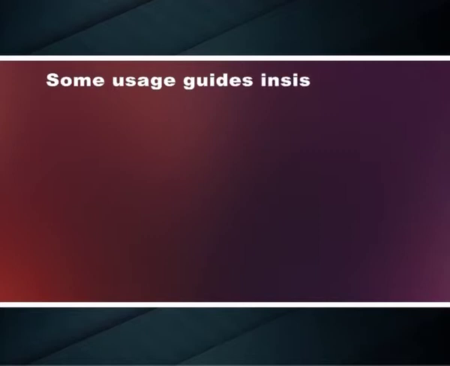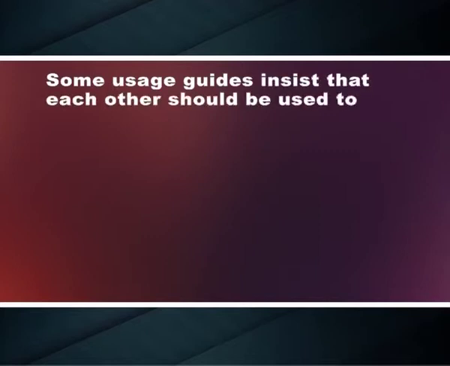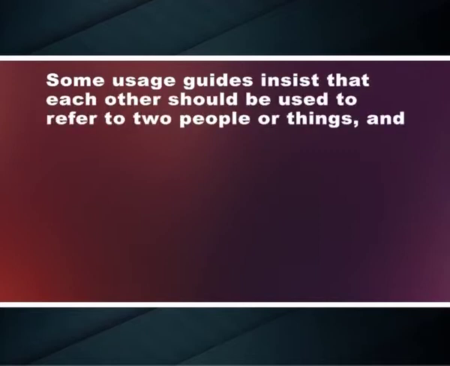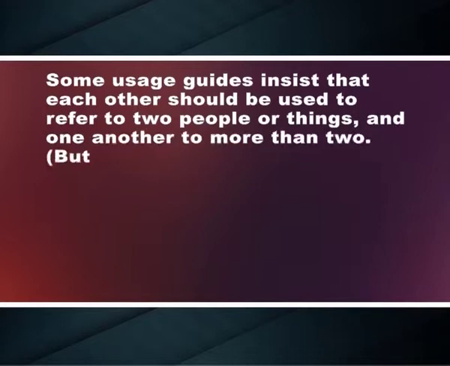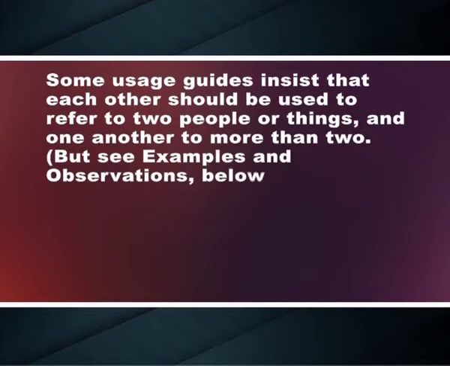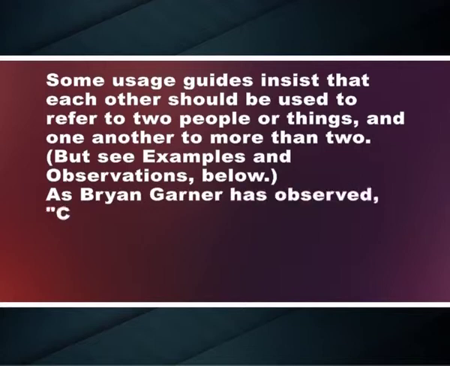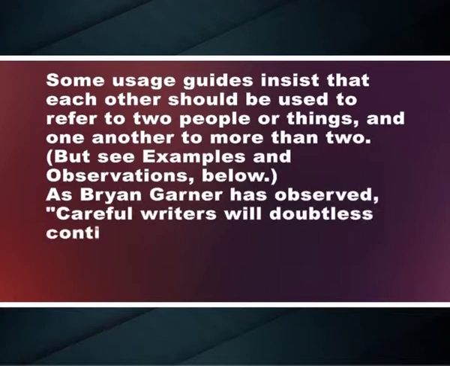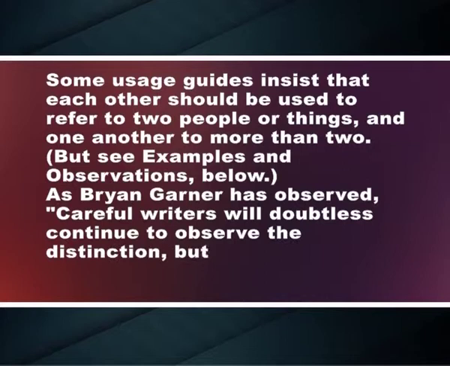Reciprocal pronouns. A pronoun that expresses mutual action or relationship. In English, the reciprocal pronouns are each other and one another. Some usage guides insist that each other should be used to refer to two people or things and one another to more than two. But see examples and observations below. As Brian Garner has observed, careful writers will doubtless continue to observe the distinction, but no one else will notice.